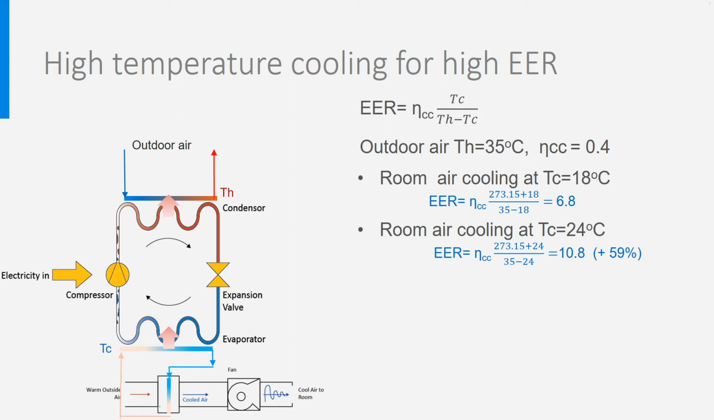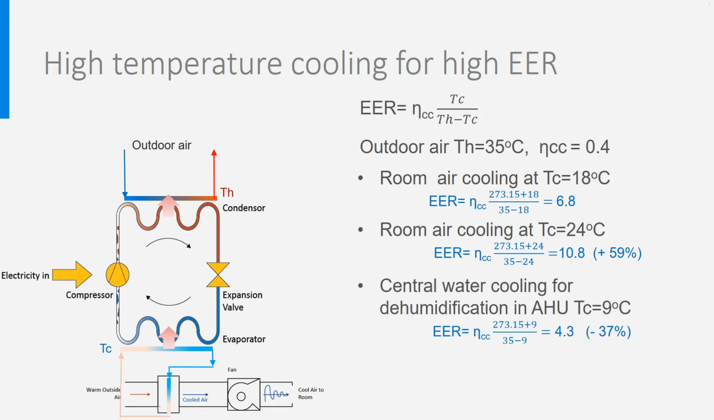In many countries, there is a need and a necessity for dehumidification. To dehumidify the air, the water vapor contained in the air must be condensed, and for this, real cold water is needed at around 9 degrees. This leads to an EER of 4.3, much lower than the precedent ones.